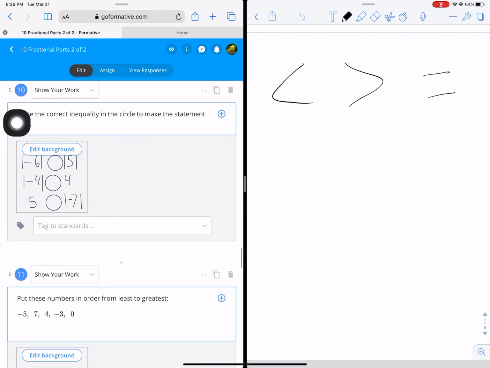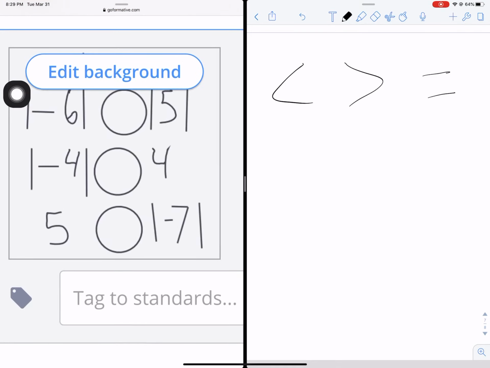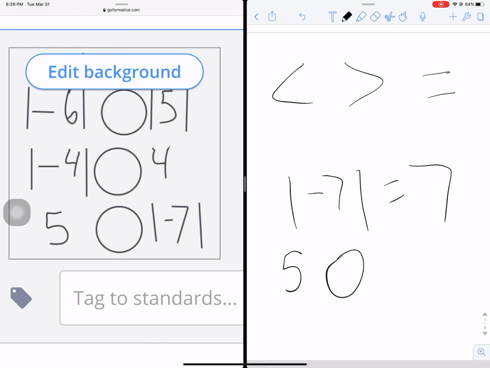So now you're going to do the same thing. You're going to use these symbols, but you're going to do it with absolute value. So let's just take one of them. Take this one right here. 5 is greater than or less than the absolute value of -7. So you have to know the absolute value of -7 is how many spaces from 0? 7. So now you're really just looking at this. 5 is less than 7. And that's how you do that.